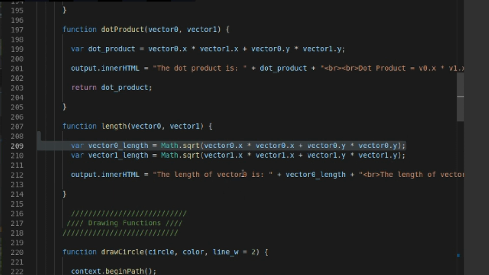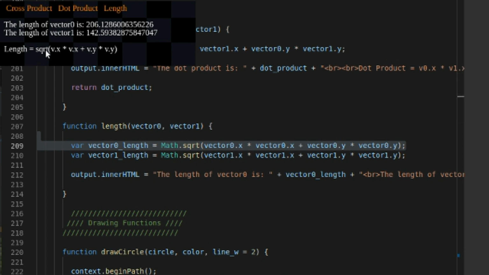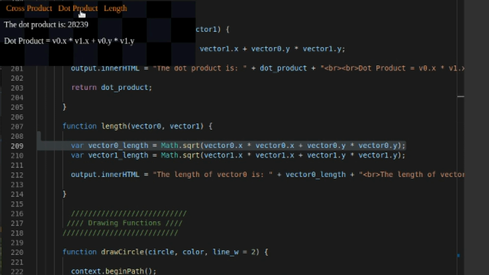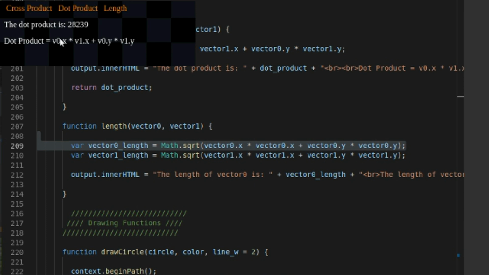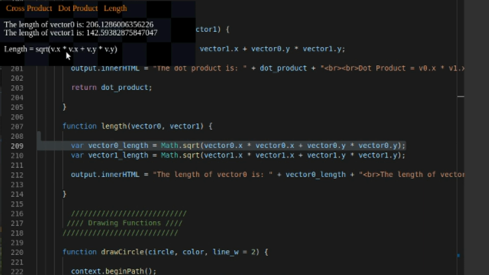Now, one cool thing I want to note before I go is that this format is very similar to dot product. If we take a look at dot product, it's going to be vector0.x times vector1.x plus vector0.y times vector1.y, whereas for length, instead of having another vector that we multiply in here, we just do the same vector multiplied by itself. So we're squaring the magnitude of a vector with itself. When we're doing dot product, we multiply the magnitude of one vector with the magnitude of another vector. But if you look at the form, it's still x times x plus y times y.